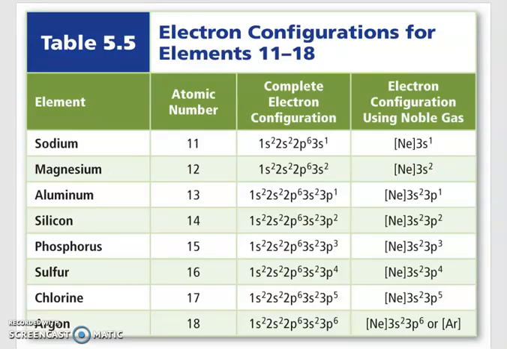Here are some examples for the electron configurations for elements 11 through 18, and so this is going to be showing how the complete electron configuration would look, and then the noble gas configuration.